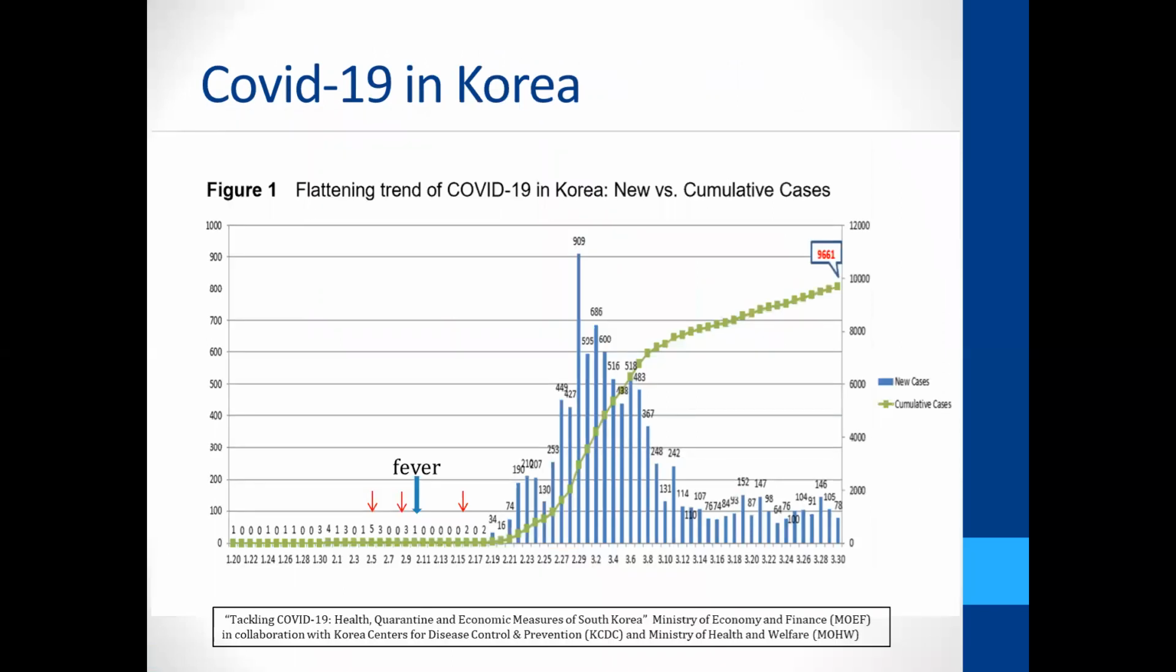In Korea, we see a similar graph. The first case was detected on January 19th, and the PCR test result came back positive on January 20th. We did not start our rapid escalation phase until February 19th, about 1 month later. But notice, the blue arrow indicates the day that patient number 31 first had a fever. The red arrows are the dates that she visited the Shincheonji church, spreading the infection.